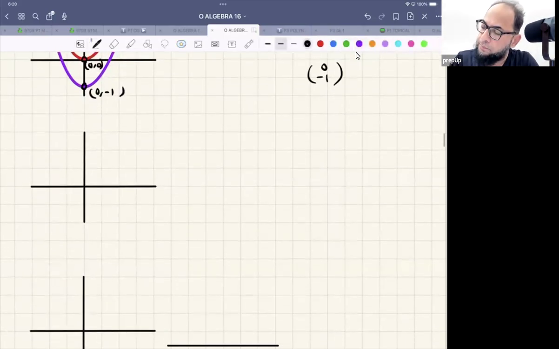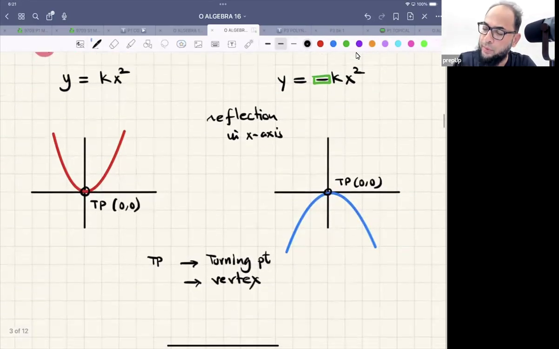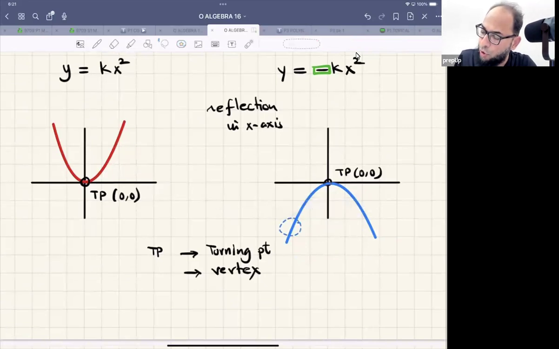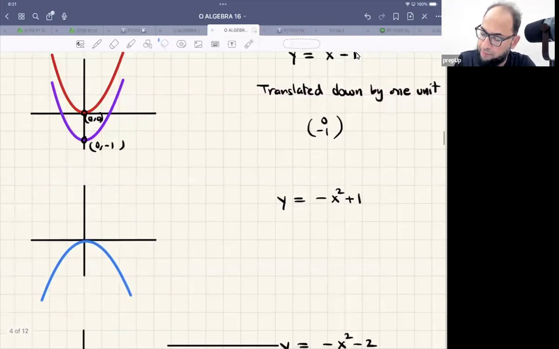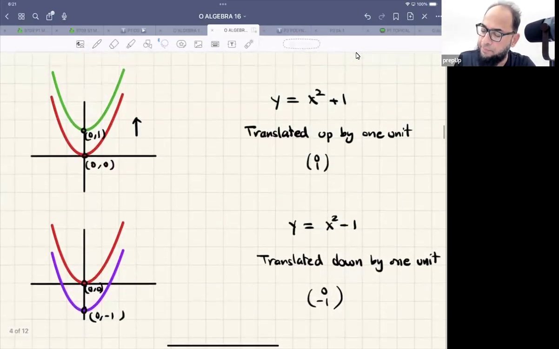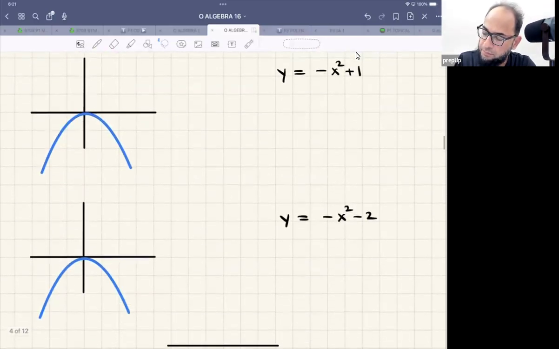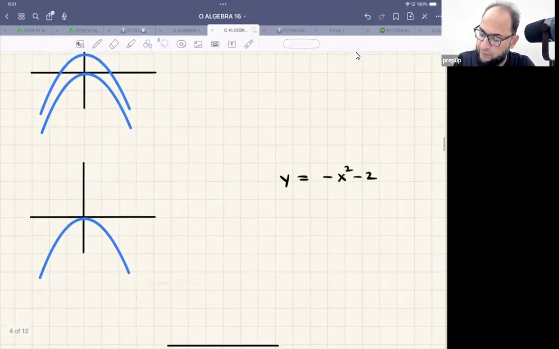Let's say I want to draw y is equal to negative x square plus 1. And this is y is equal to negative x square minus 2. This is just a rough graph. So let me go over here. The blue one, copy it, shift it over here, all good, and paste it over here. And then let me choose the same thing. This is plus 1 that goes like this. This is minus 1 that goes like this.